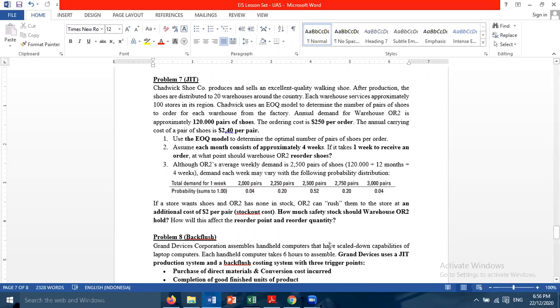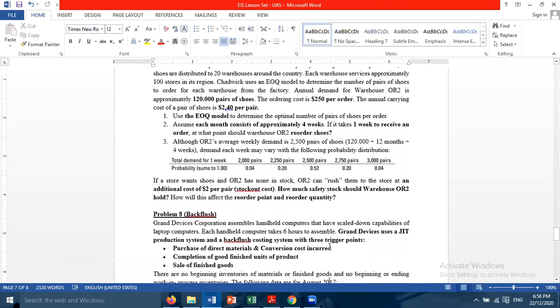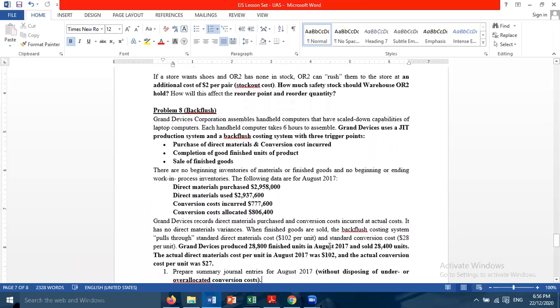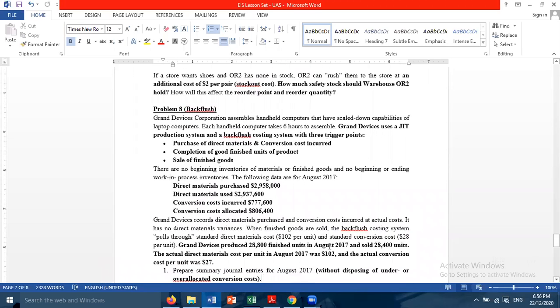Next, we'll go to problem 8, which is backflush costing. So let's just go straight to the problem. Grand Devices Corporation assembles handheld computers that have scaled-down capabilities of laptop computers. Each handheld computer takes 6 hours to assemble. Grand Devices uses a JIT production system and a backflush costing system with 3 trigger points: purchase of direct materials and conversion cost incurred, completion of good finished units of product, and sales of finished goods.